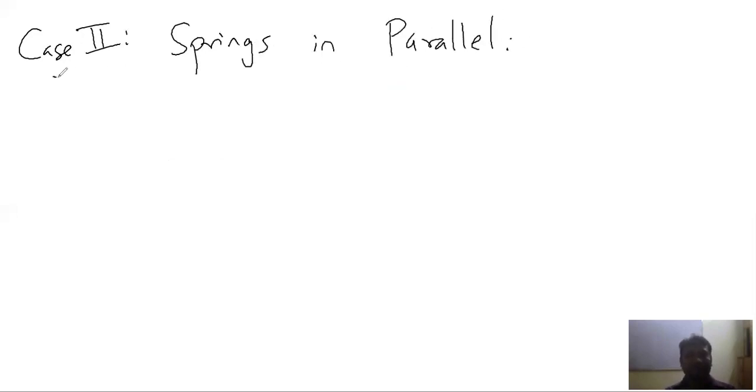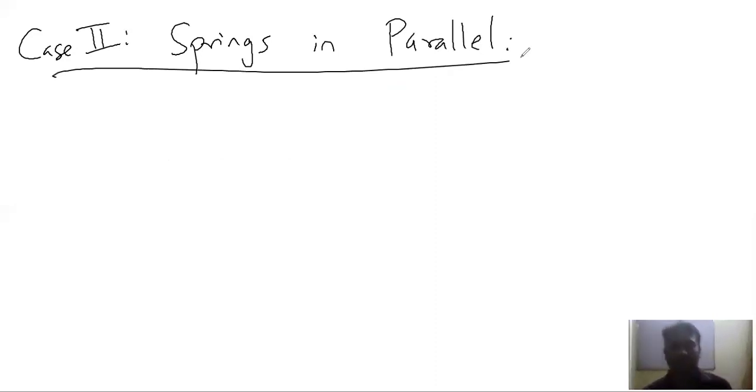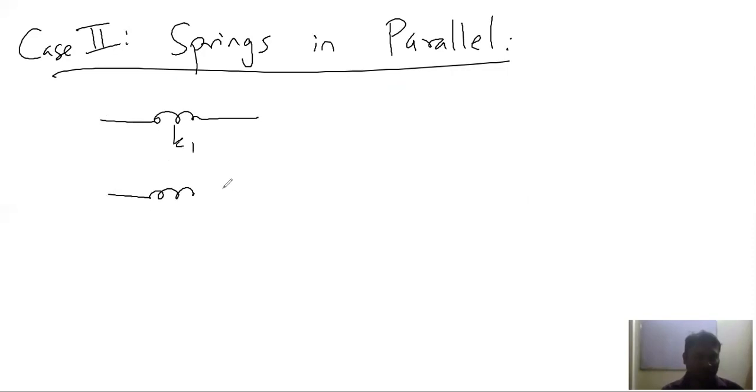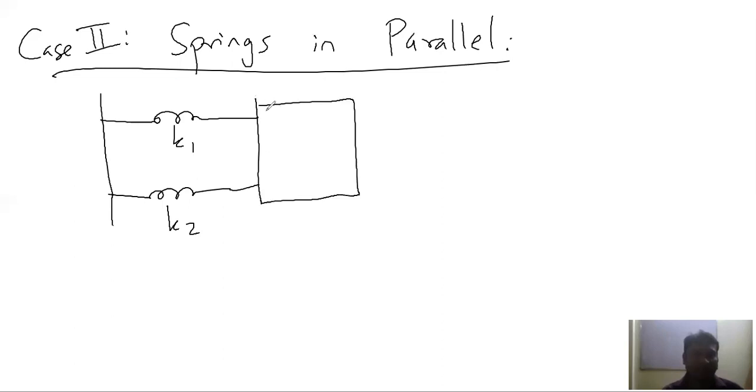So let us consider we have two springs. Suppose we have in this case two springs which are connected in parallel. So this is a spring having spring constant K1. This is a spring having spring constant K2. And these two springs are connected to some mass, let us say M. K1 spring constant, K2 spring constant, and we have a mass which is connected like this.